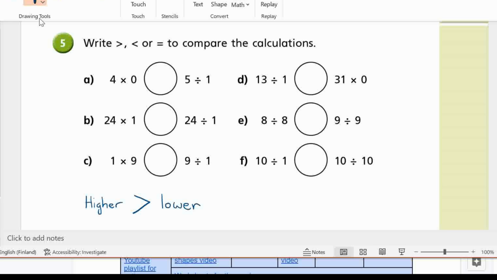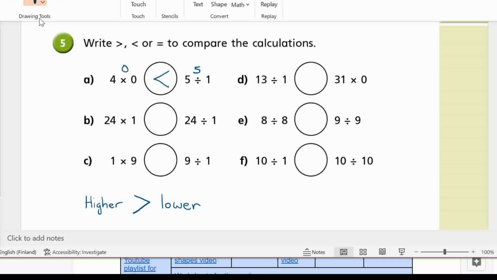Maybe if I just ask which one is higher. So A, which one is higher? 5 divided by 1. So it would have to be like this, okay? And what do we get? 5 divided by 1 is, good. What is 4 times 0? 0. Whenever you multiply by 0, you get 0. You just can't get anything out of it.